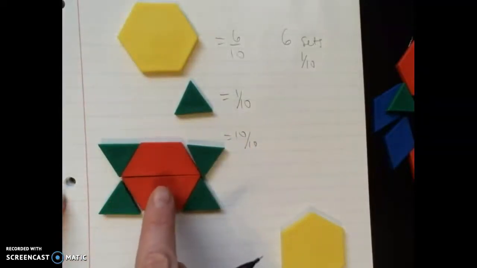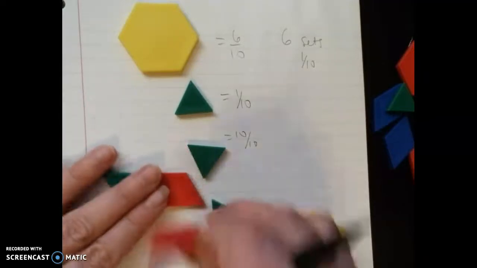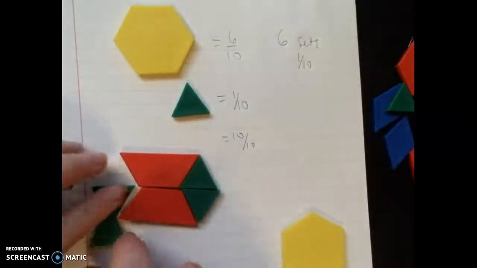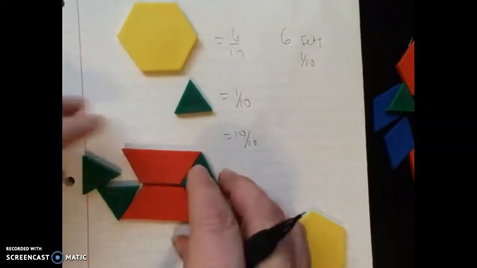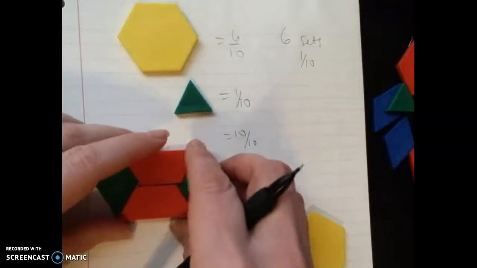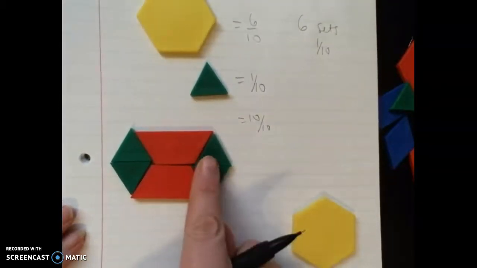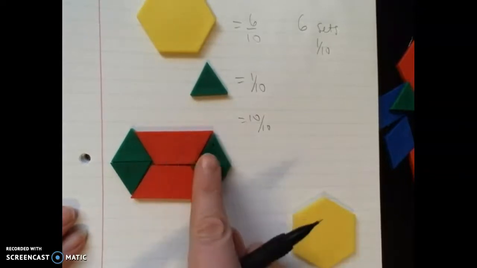And it wouldn't have to be in this order. Areas are movable. So if I move the shapes and do this, I still know that that area is 10/10. I could replace these guys, both of them or one of them, doesn't matter.